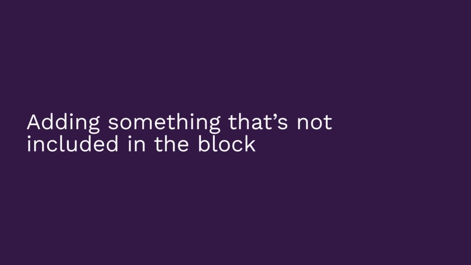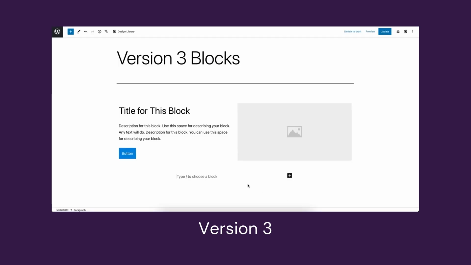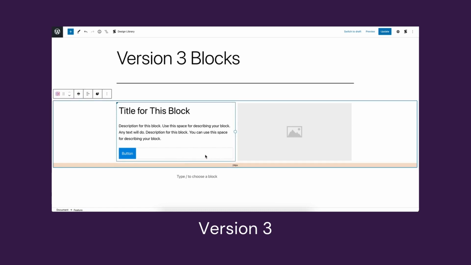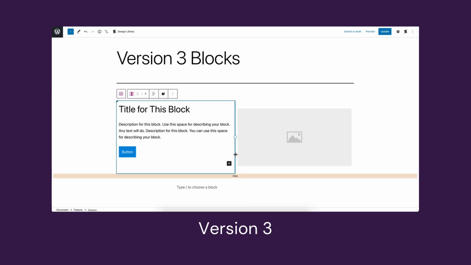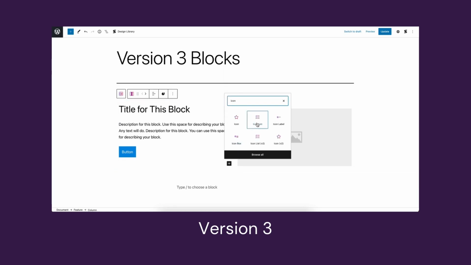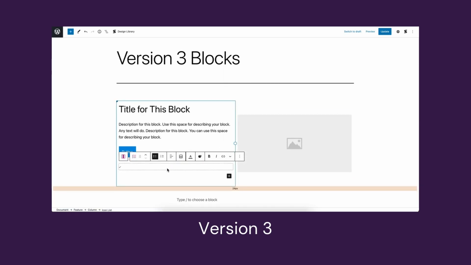Adding something that's not included in the block. For example, you want to use a bullet list instead of text inside the feature block. In V2, this is not possible because V2 blocks are self-contained, meaning that the things you see in the block are fixed and cannot be changed. In V3, this is possible and you can do it by just simply adding a new block.